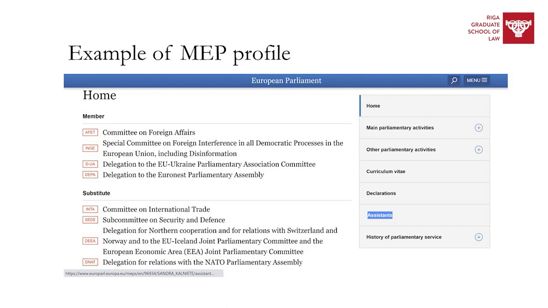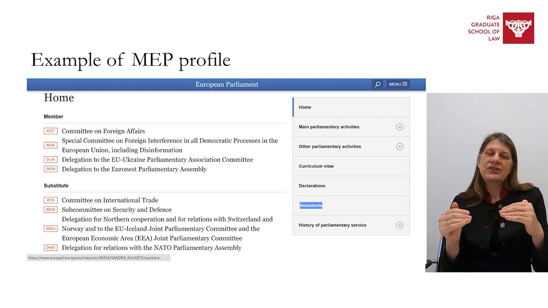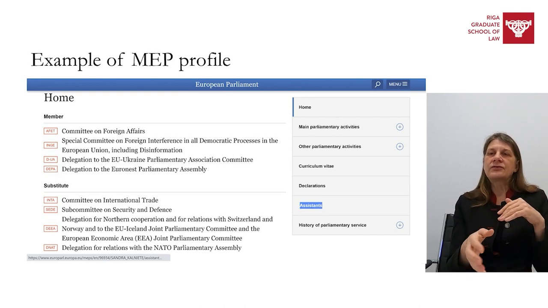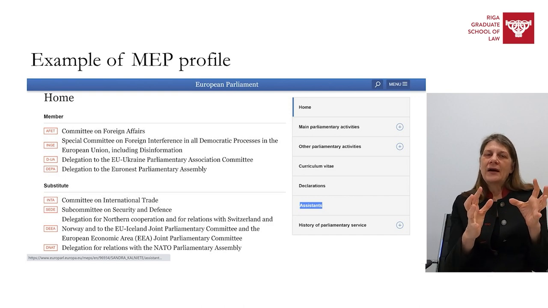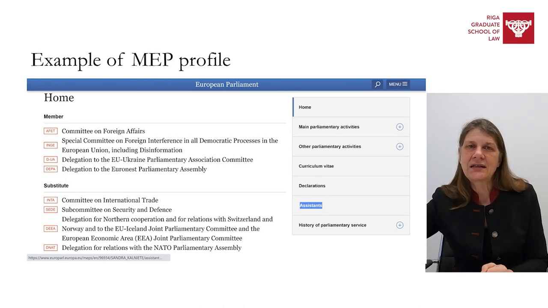So she's a member of the AFET committee, the Committee on Foreign Affairs. She's a member of the INGE committee, the Special Committee on Foreign Interference in all Democratic Processes, including disinformation. She's also active in the delegation to the EU-Ukraine parliamentary cooperation, and also another delegation to the Euronest Parliamentary Assembly. So these are thematic responsibilities. And she also has a second role in several other committees, of internal trade and security and defense, and so on. So each politician at the same time also works within one of these thematic committees.